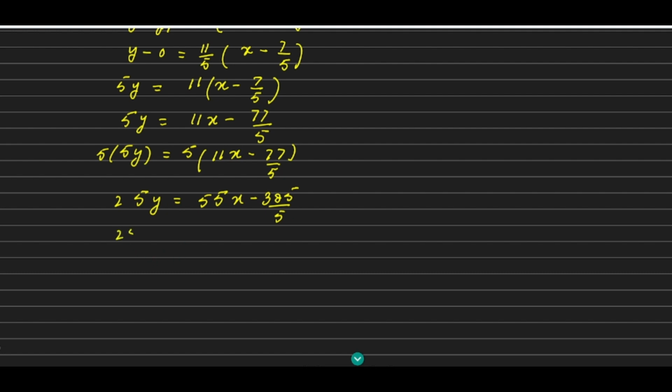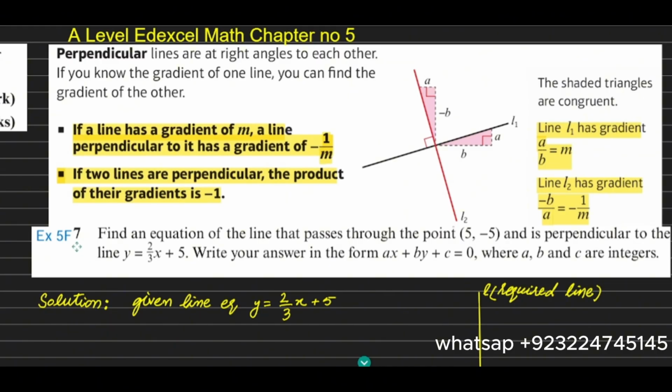We get 25y equals 55x minus 77. Now we will get the second equation of the line: 55x minus 25y minus 77 equals 0.